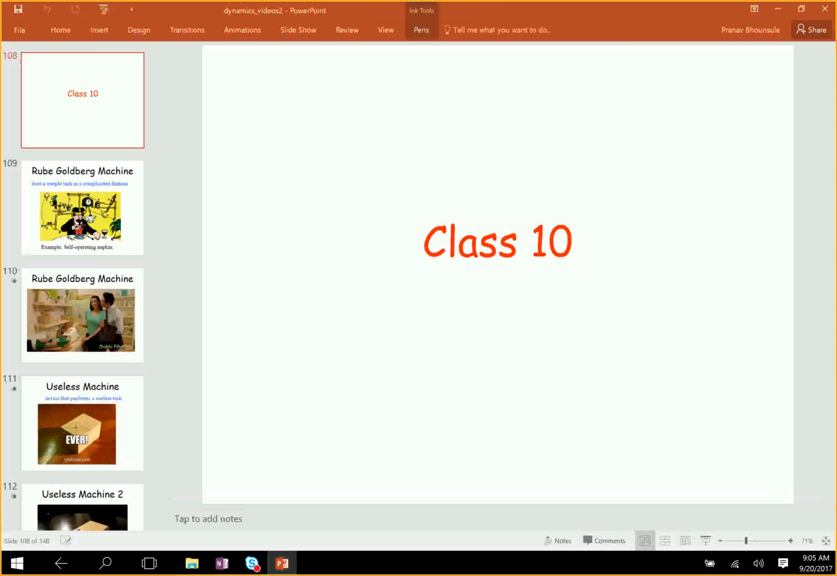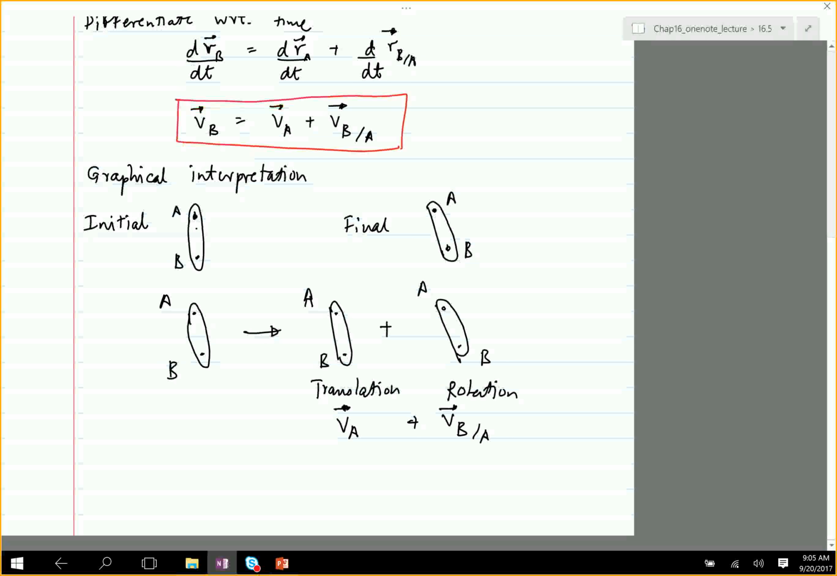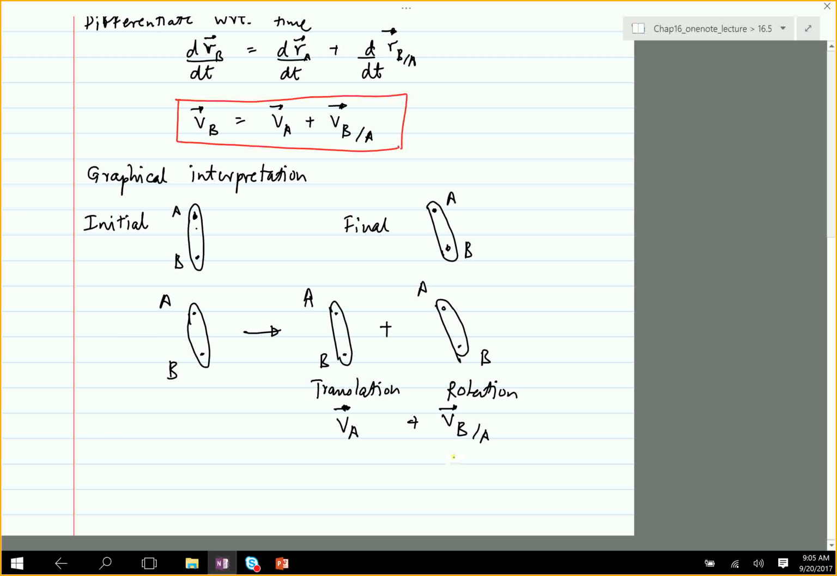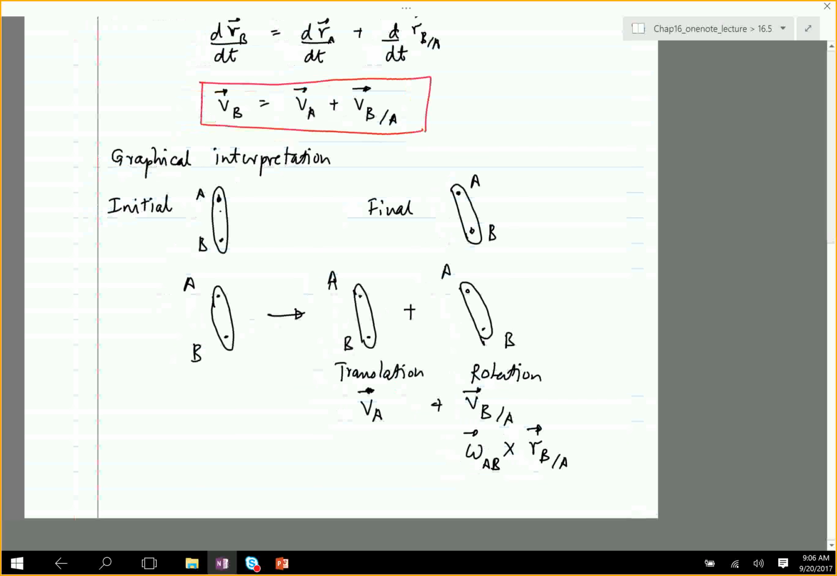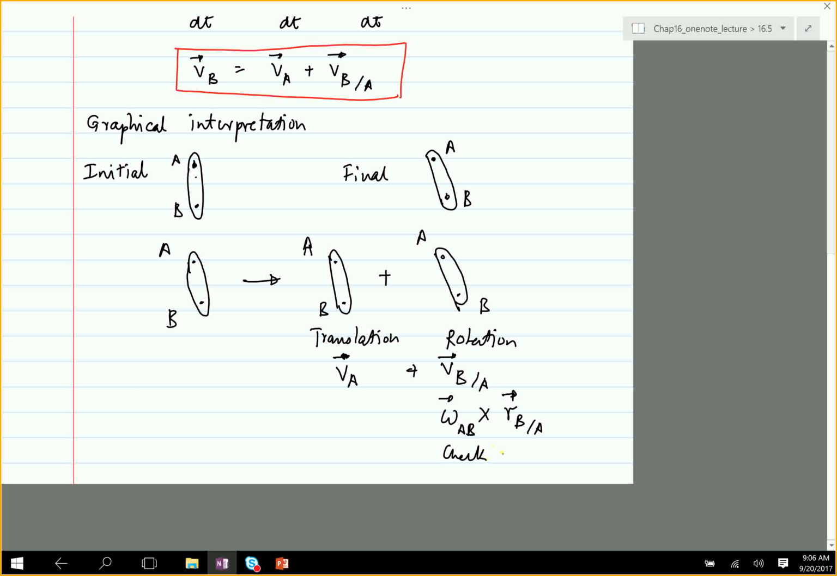So there is a derivation in the book, and I will not go through it, but you can actually write the second part, the rotation part, as omega AB cross RB with respect to A. And you have to check the text for the derivation. In other words, velocity of B is velocity of A plus omega AB, the angular velocity of AB, crossed with the position vector from A to B.